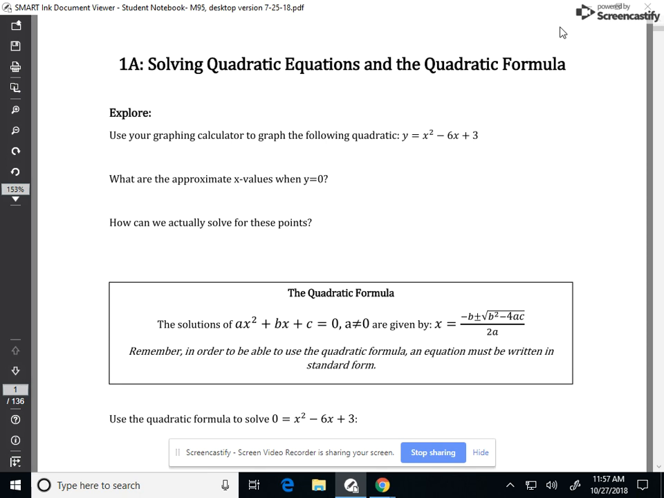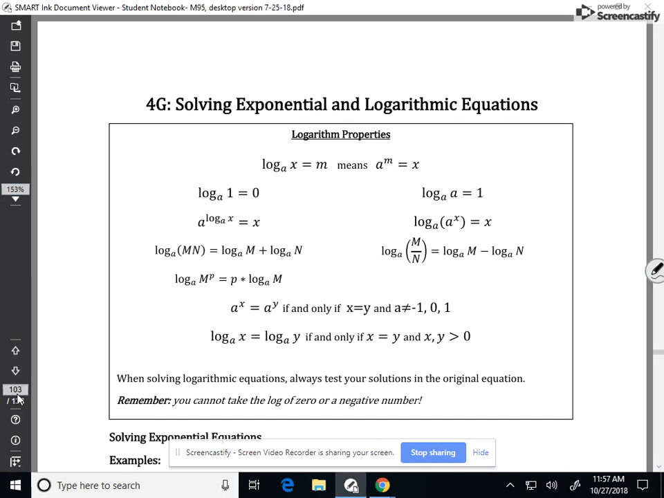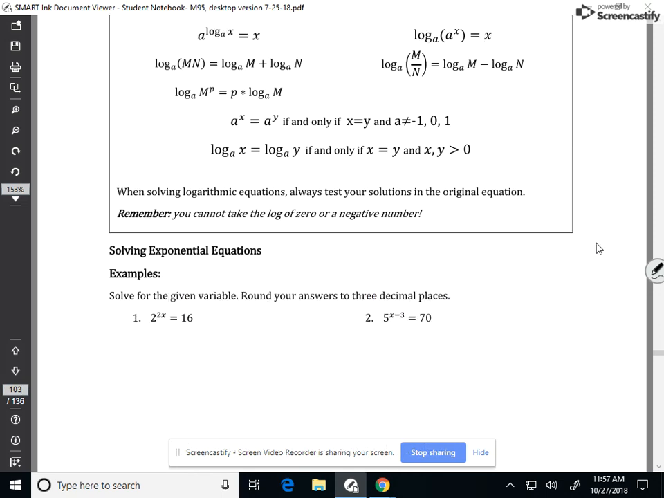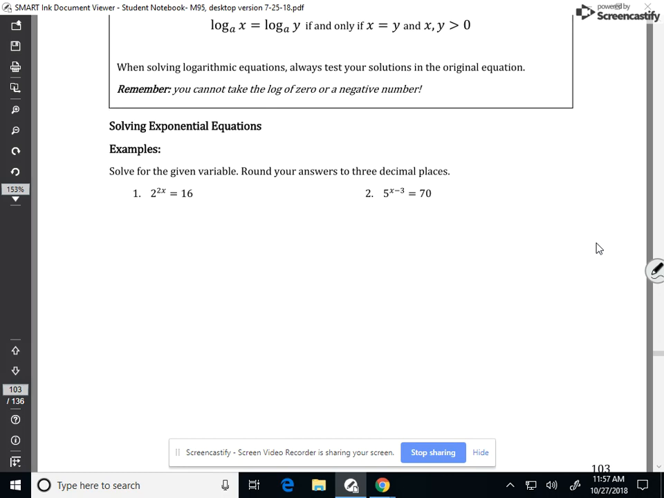So we're going to focus on solving exponential and logarithmic equations. So let me get to the page we want. So we've got these properties you've been over in previous units before now. And so we're going to use all these properties in order to be able to solve these equations. So we've got exponential and logarithmic here. We're going to focus first on these two exponential.